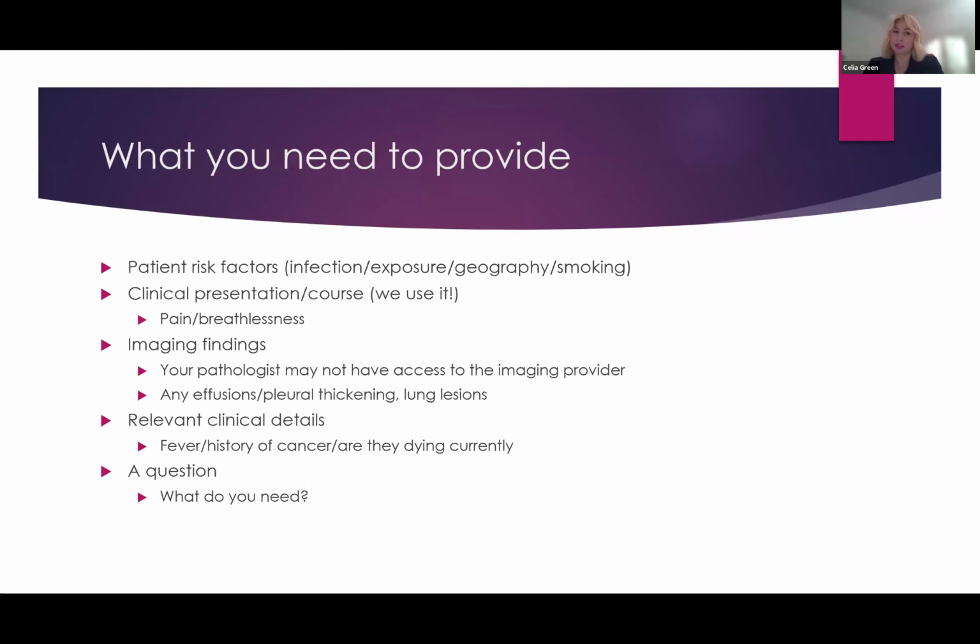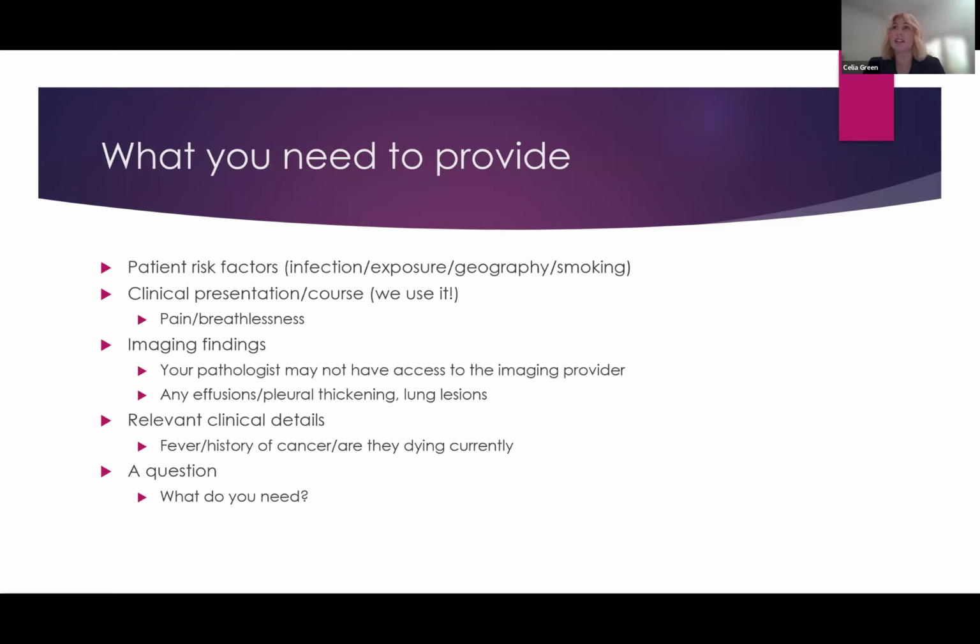And pathologists can be very Oscar the Grouch about this sort of stuff. So you guys really need to provide something for us. Patient risk factors, infections, exposures, do they smoke? What geography are we dealing with? Clinical presentation and course, we do use it. Pain, breathlessness, etc. The imaging findings, we're lucky enough that we usually have access to the imaging, but your pathologist, depending on where you are, might not have access to the imaging provider, so providing details about what you're seeing is important. Any thickening, effusions, lung lesions, particularly any history of other cancers, relevant clinical details, fever, history of cancer.